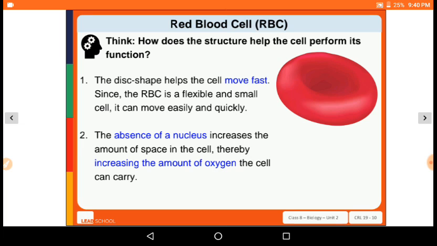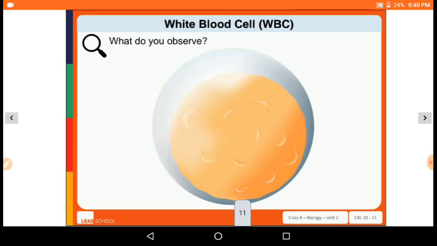The absence of a nucleus increases the amount of space in a cell, thereby increasing the amount of oxygen the cell can carry. Now the next is, what do you observe?